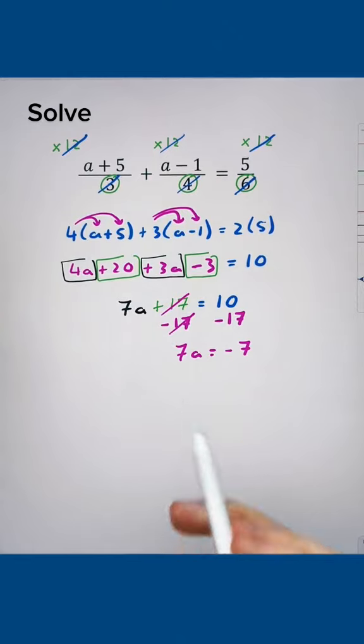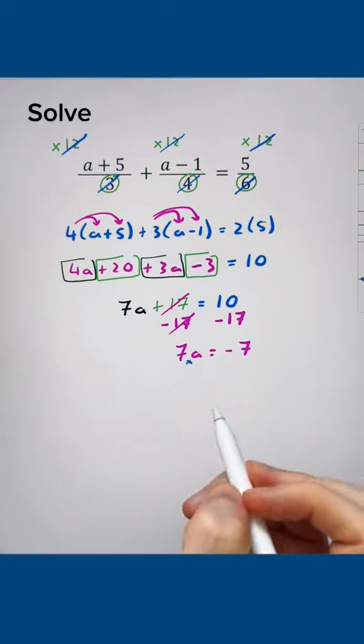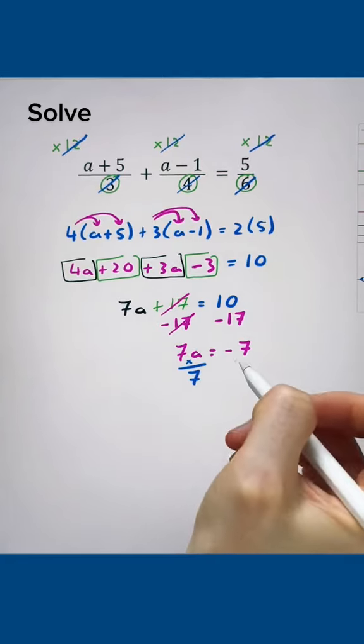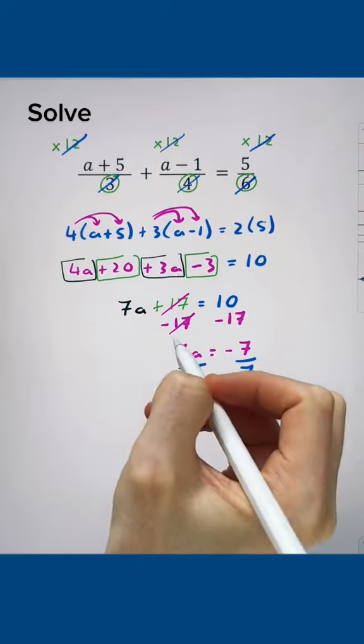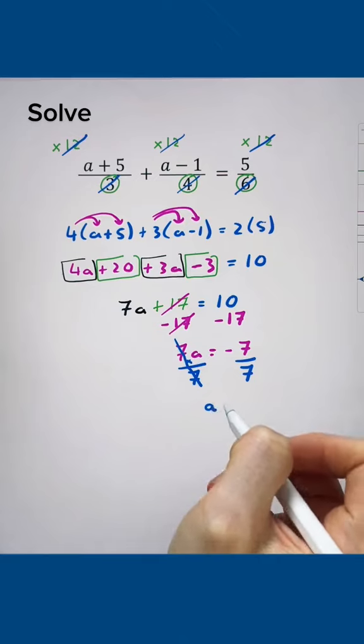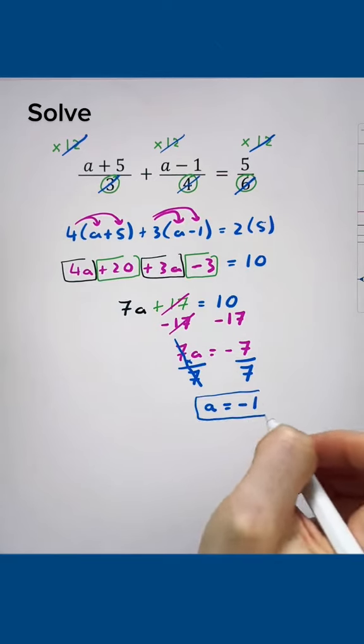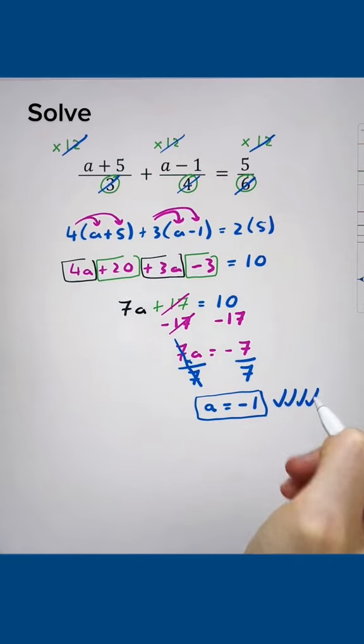7a in algebra means 7 multiplied by a. As I want to find the numerical value for the letter A, the opposite of times by 7 is to divide both sides of my equation by 7. 7 over 7 will cancel to leave us with just a, and negative 7 divided by 7 will give us negative 1. So my final answer for 4 marks is a is equal to negative 1.